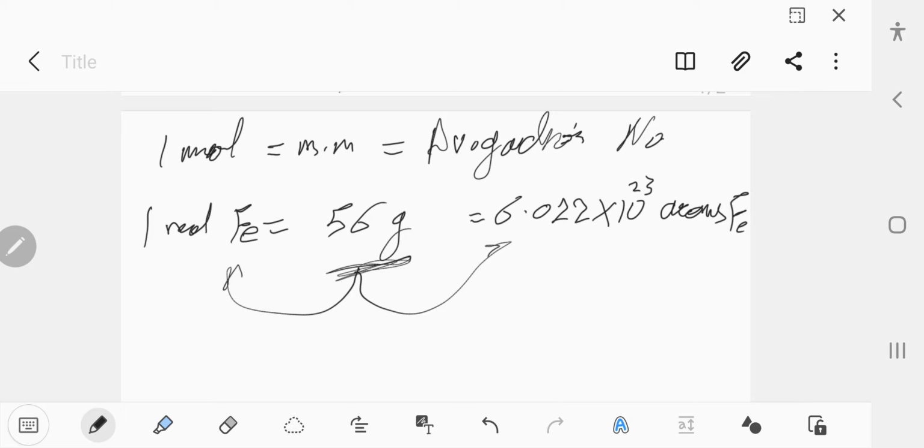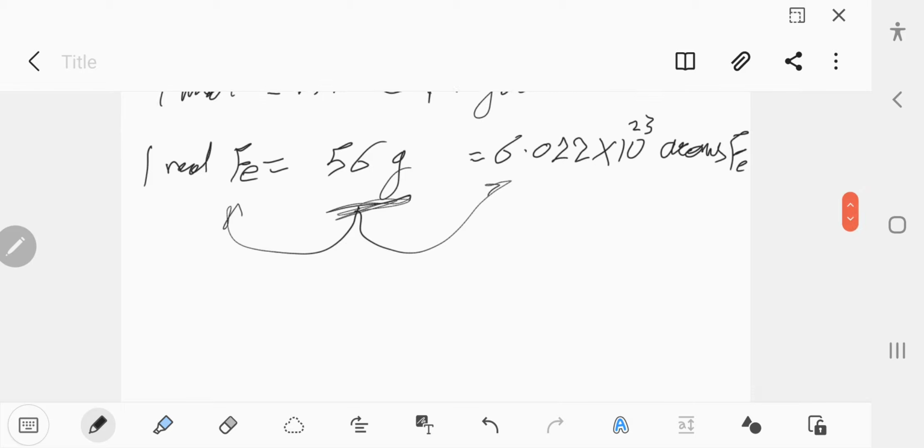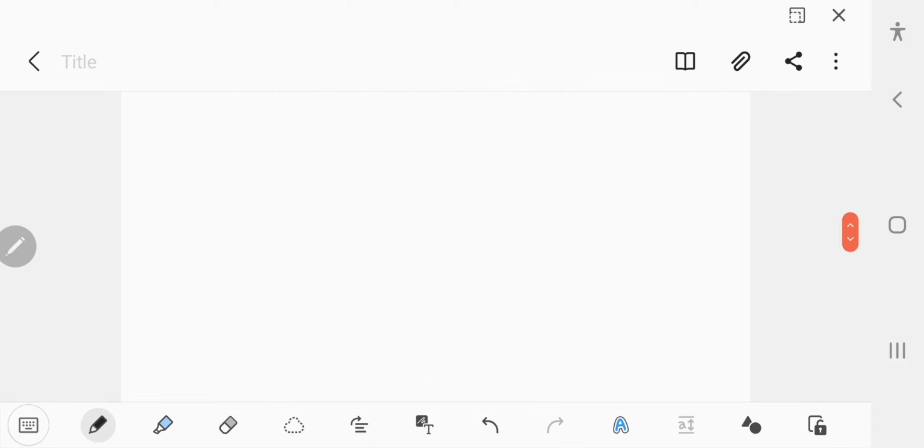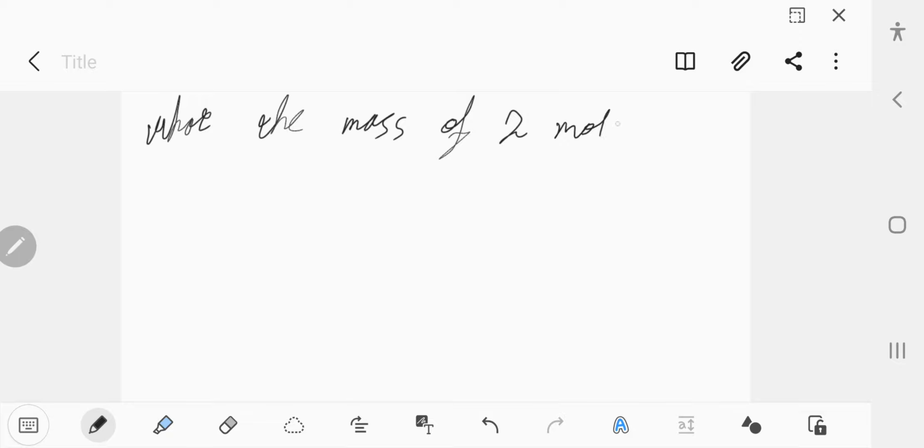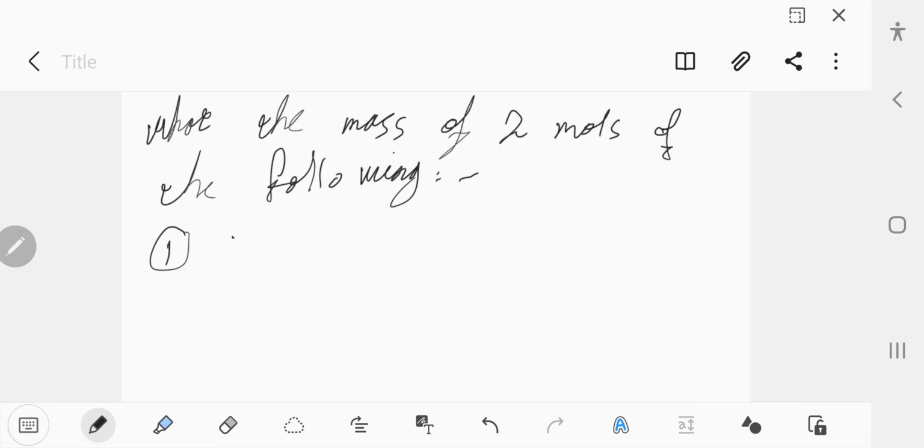So this is how, guys, we connect the three terms together. Now, what about some calculations? For example, first, what is the mass of 2 moles of the following? First, Fe.